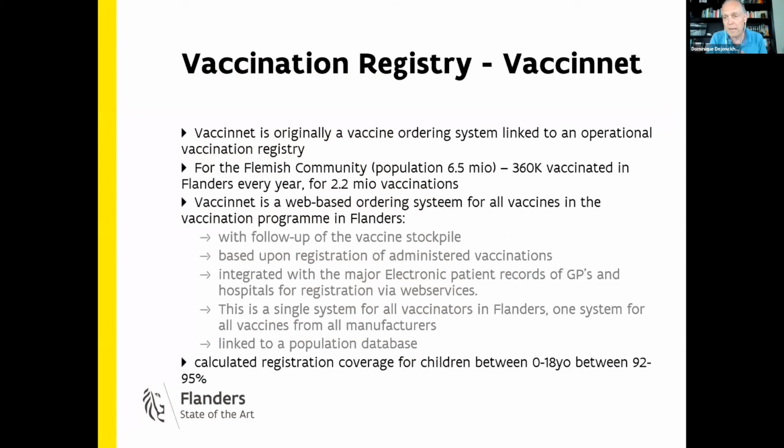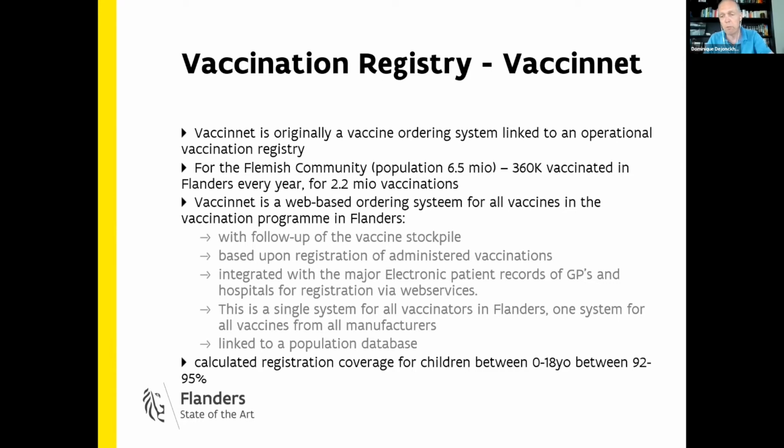So we already have, since 2003, a good working system for the registration of the vaccinations and the ordering of all vaccinations for the young population between 0 and 18 years old. The use of the system by GPs, hospitals, specialists is obliged since 2015. So we have a very good coverage of all vaccinations that are registered to Vaxenet. That is the name of the project.